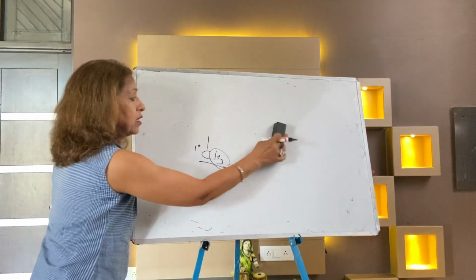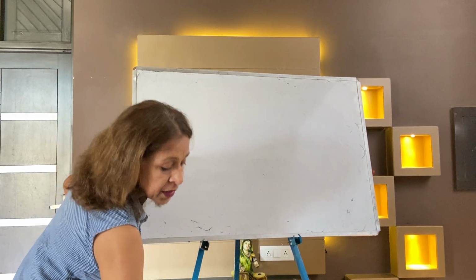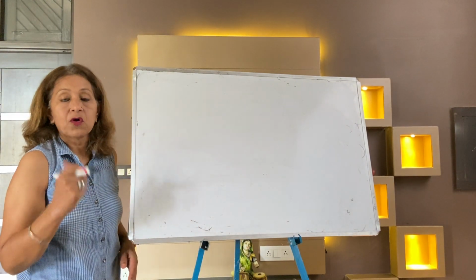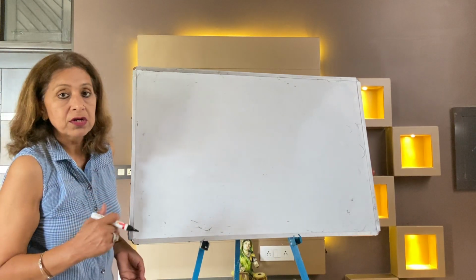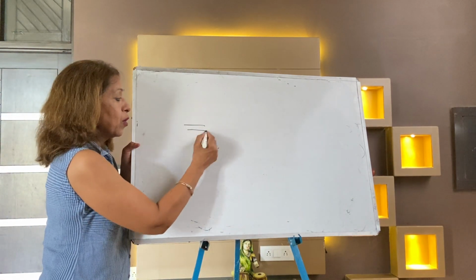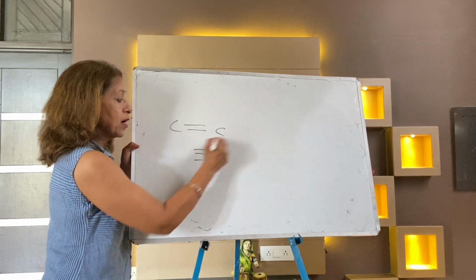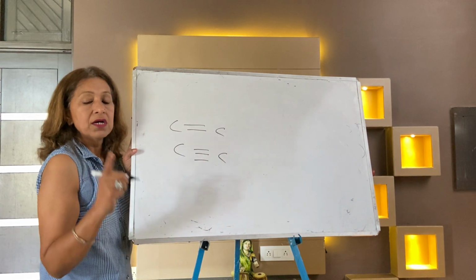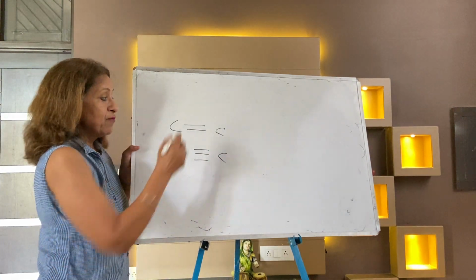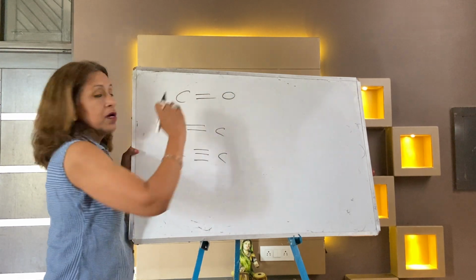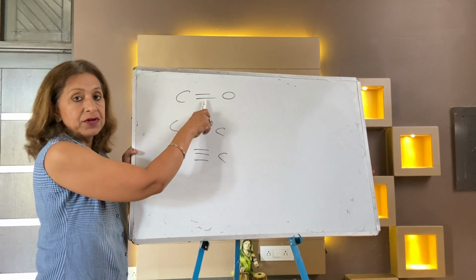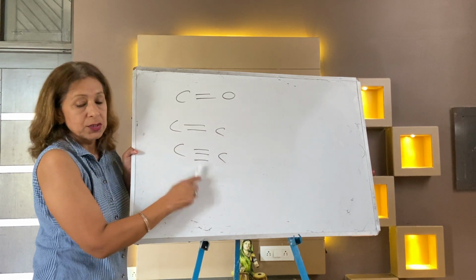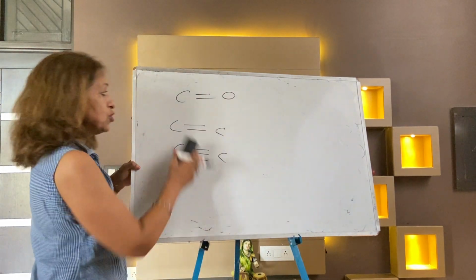I think it is very much clear. Again, take the conclusion. I have completed 3 topics. How will you identify saturated and unsaturated? When a double bond or triple bond is present between carbons, only then you will call it unsaturated. But if the double bond is present between carbon and some other element, you will call it saturated.